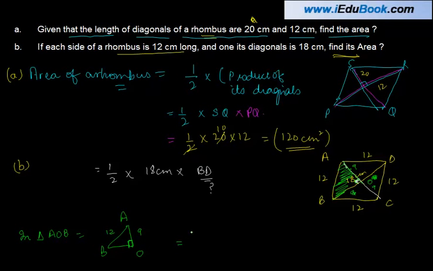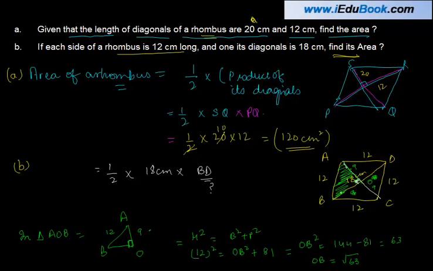Now in a right angle triangle, you know that hypotenuse square is equal to base square plus perpendicular square. Your hypotenuse is how much? 12. Your base is OB, which we have to find out, plus perpendicular is 9 centimeter square, or 81. Or in other words, OB square is equal to 12 square, 144 minus 81 is equal to 63. Or OB is equal to square root of 63, right?